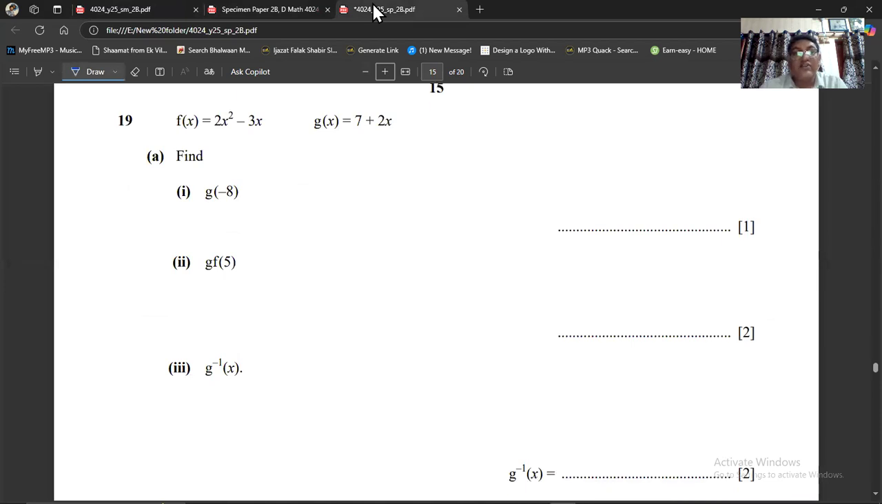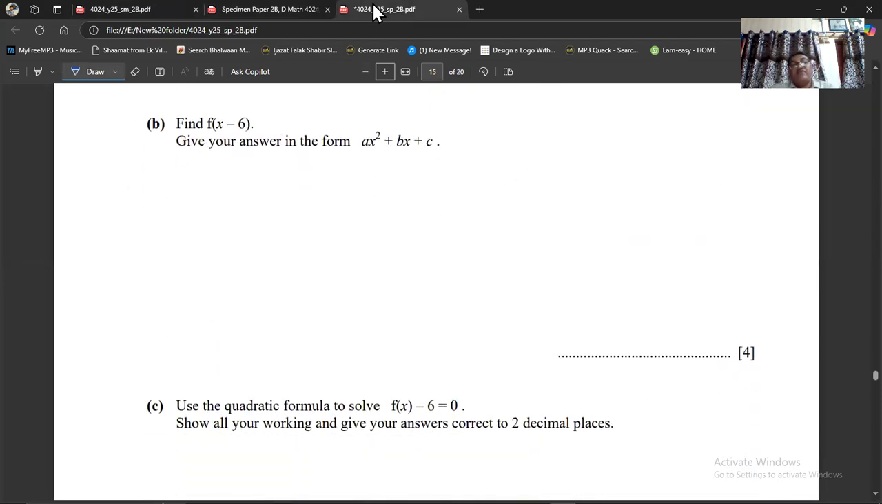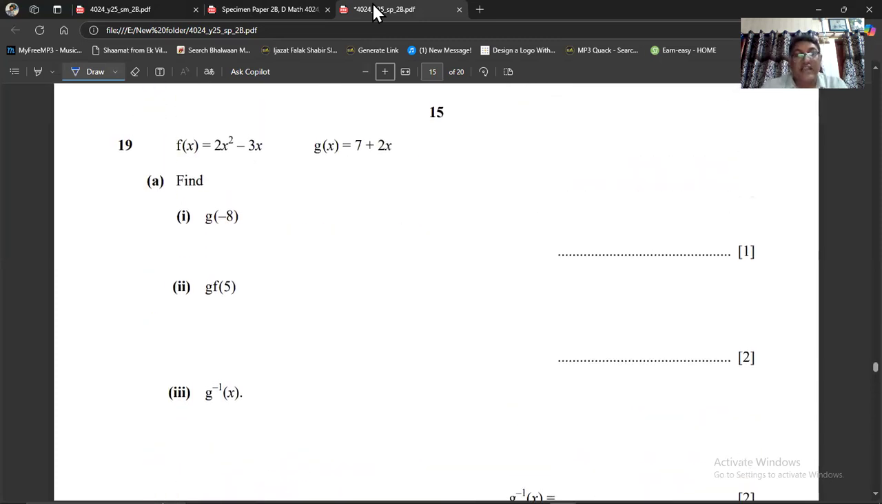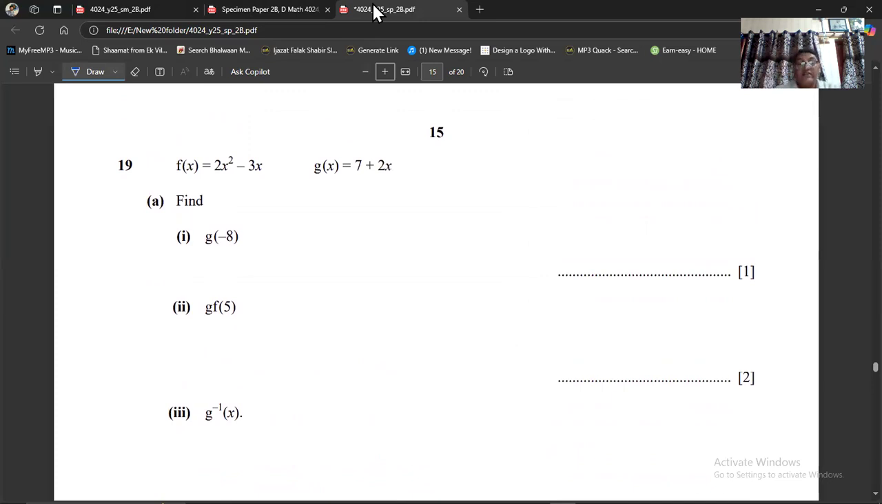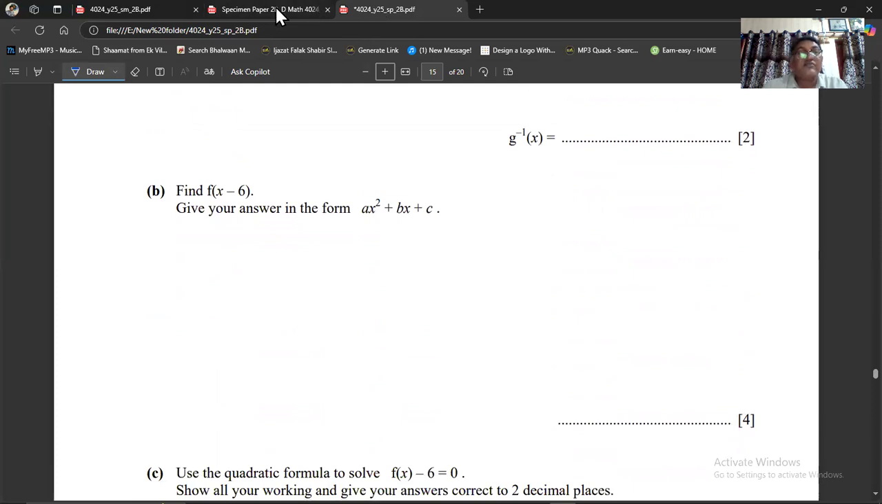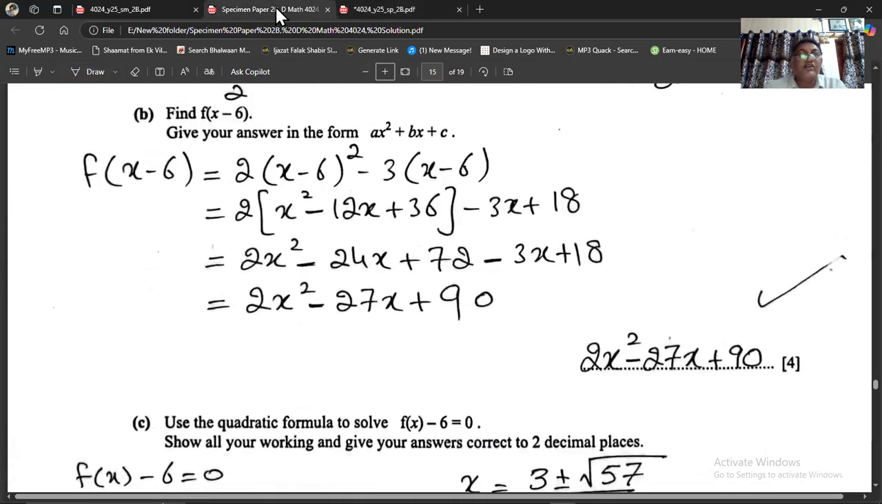Okay, then we go to question number 19, and its B part. He says f of x minus 6. Give your answer in the form ax square plus bx plus c. So in the f of x formula, 2x square minus 3x, wherever there is x, I will substitute that x with the x minus 6. So 2 bracket x minus 6 whole square minus 3 bracket x minus 6.